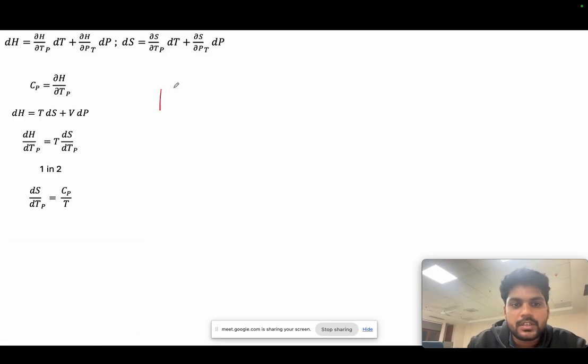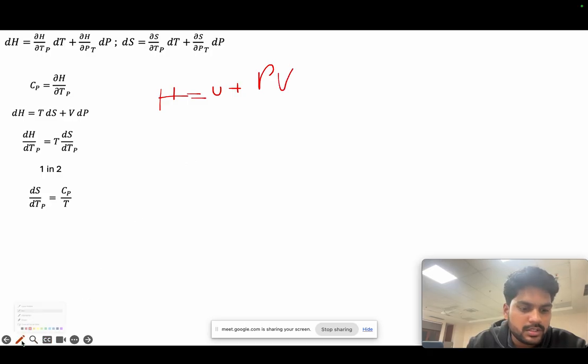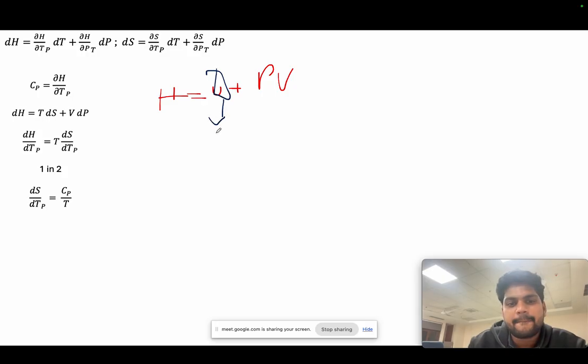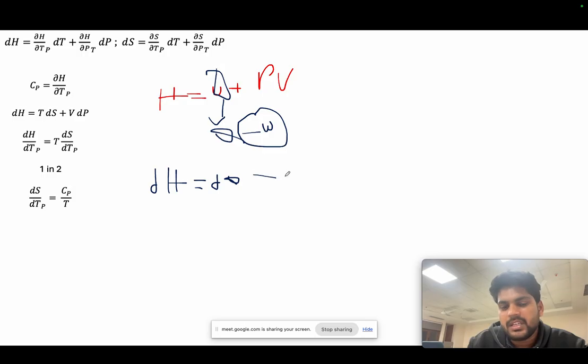Now we will get clarity. H equal to u plus pv. Now I will focus on the u part alone. It will be q minus w. The minus sign denotes the work done to the system. So now if I apply dh, it will become dq minus dw.